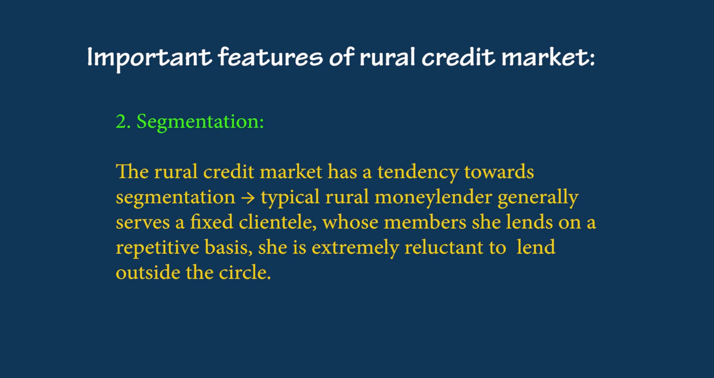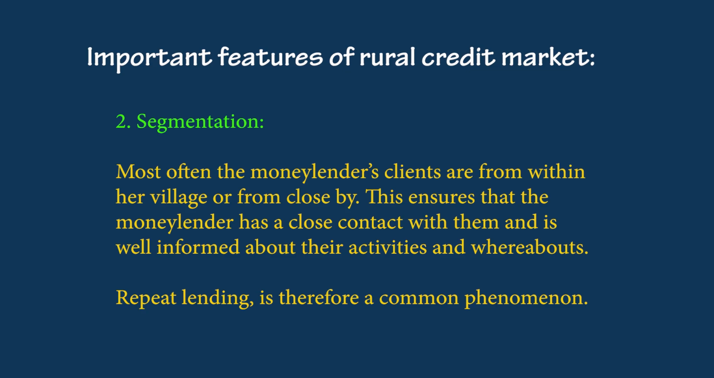The second important feature is segmentation. The rural credit market has a tendency towards segmentation. A typical rural moneylender generally serves a fixed clientele to whom she lends on a repetitive basis. She is extremely reluctant to lend outside this circle. Most often, moneylenders' clients are from within her village or from close by. This ensures that the moneylender has close contact with them and is well informed about their activities and whereabouts. So, repeat lending is a common phenomenon.